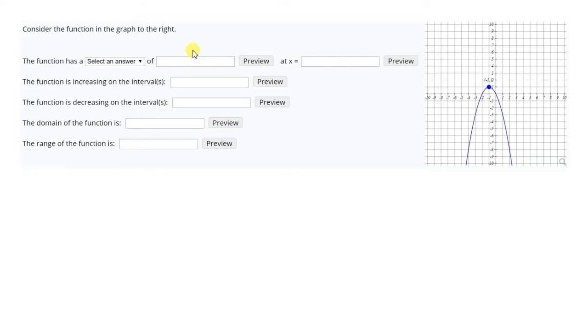Okay, before we go on, I just want to review this problem again very briefly because it's going to help us with the next problems. Remember that, first of all, obviously this is our vertex.